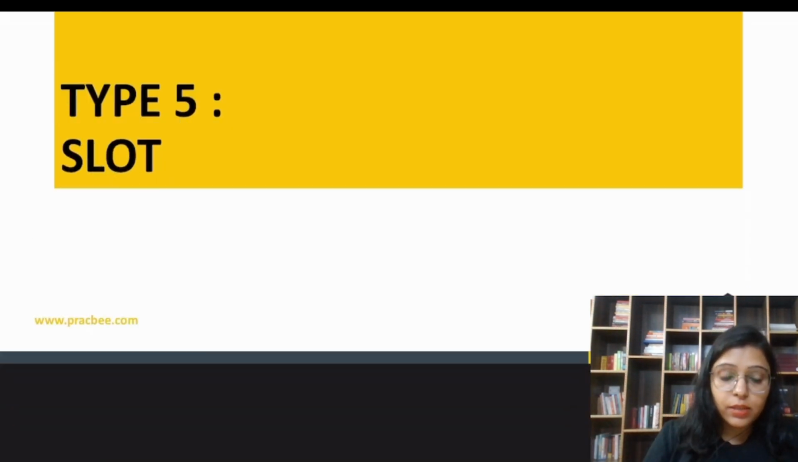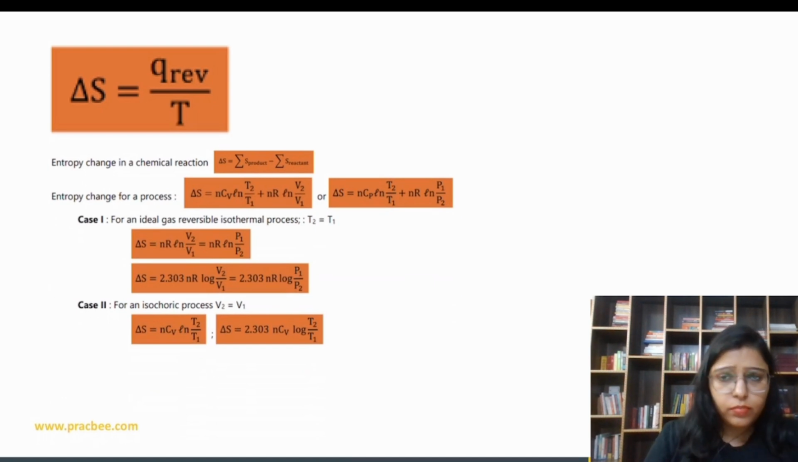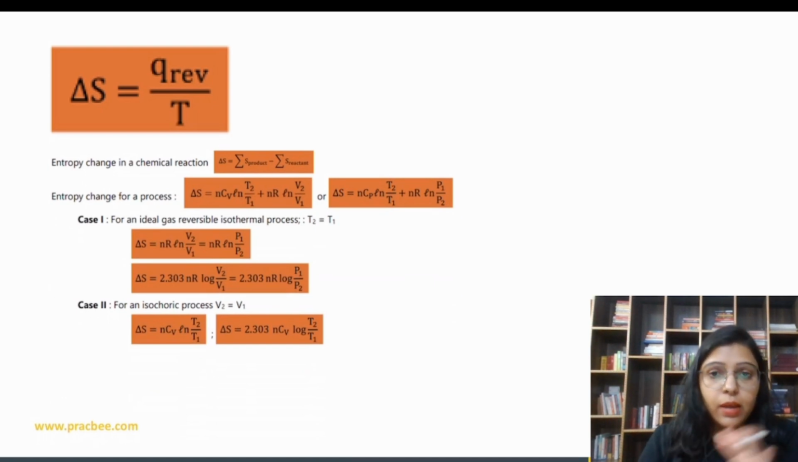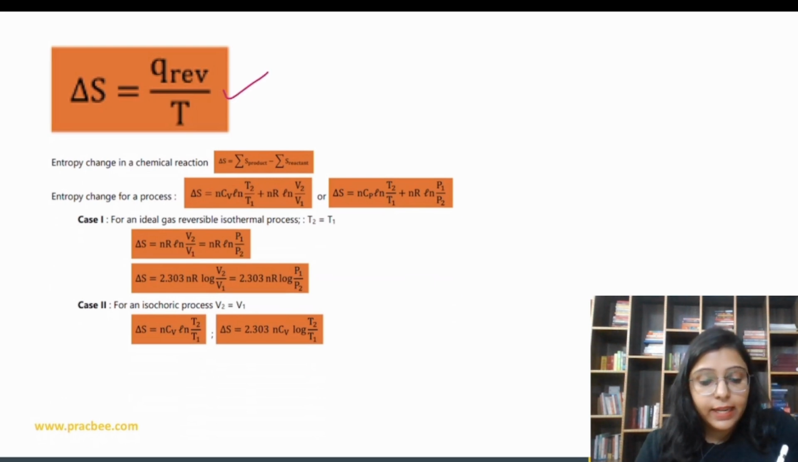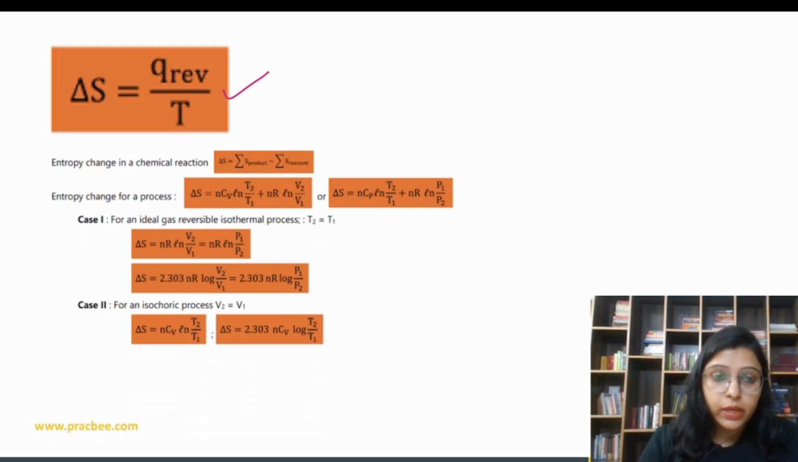So let's discuss some of the problems related to entropy, but we have certain formulas which we have to follow in order to solve the questions. The first is delta S is equal to Q reversible over T. So if we have the same temperature, at constant temperature, how to find out the entropy? Q reversible by T, with respect to heat energy, right?